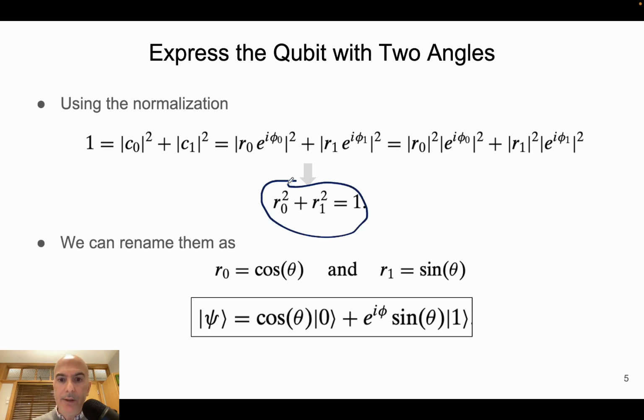Also, to kill the third degree of freedom, we can use the normalization constraint. We know that our vector can only be on a sphere of radius 1. So we can use this additional transformation and express rho naught and rho 1 depending on an angle theta, because this normalization equation holds. By plugging into the original expression, we can see that our quantum state psi can be expressed using the basis states 0 and 1, and only two parameters: theta, the angle that we just introduced, and phi, the angle that we introduced as the difference of the two phases.